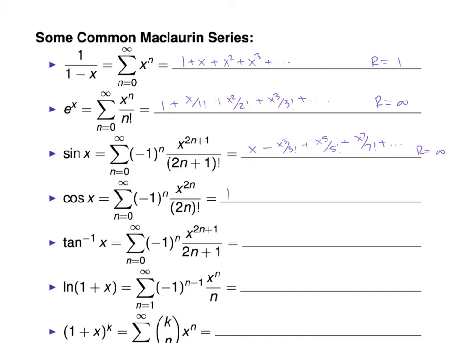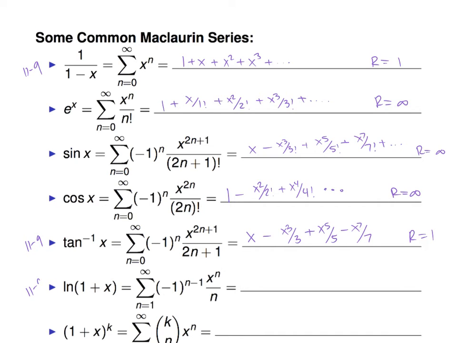Cosine, all the evens: 1 minus x squared over 2 factorial plus x to the 4th over 4 factorial, and so on. Also infinite radius. Arctan, this came from section 11.9. Notice this is kind of like sine, except there's no factorials. So x minus x cubed over 3 plus x to the 5th over 5 minus x to the 7th over 7. No factorials at all. I almost put one there by accident. And this has radius of convergence 1.